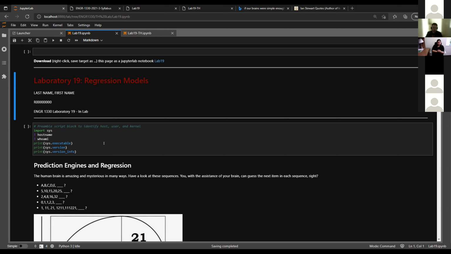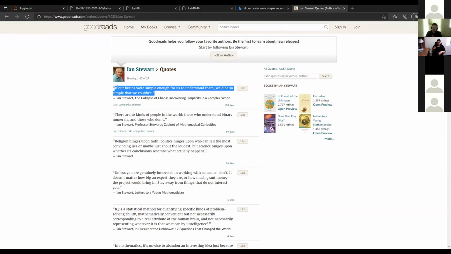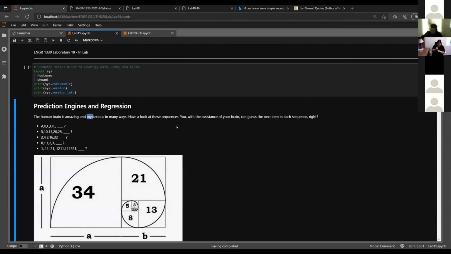let's look at some real life examples first. So the human brain is amazing and mysterious in many ways. This reminds me of a quote. I actually looked it up because I learned it from Civilization 5. It's this one here: if our brains were simple enough for us to understand them, we'd be so simple that we couldn't. I think about this one a lot, especially when I wonder how our brains even work. If we could understand how they worked, then we'd be so simple that we couldn't understand it.